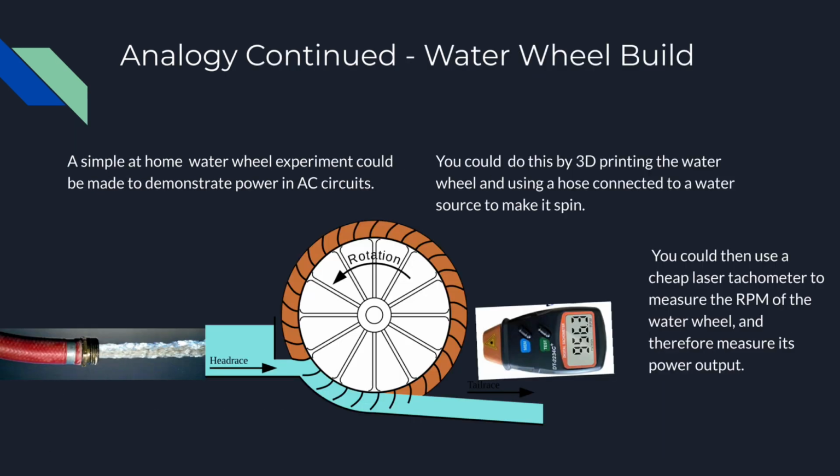A simple at-home water wheel experiment could be made to demonstrate power in AC circuits. You could do this by 3D printing the water wheel and using a hose connected to a water source to make it spin. You could then use a cheap laser tachometer to measure the RPM of the water wheel, and therefore measure its output.